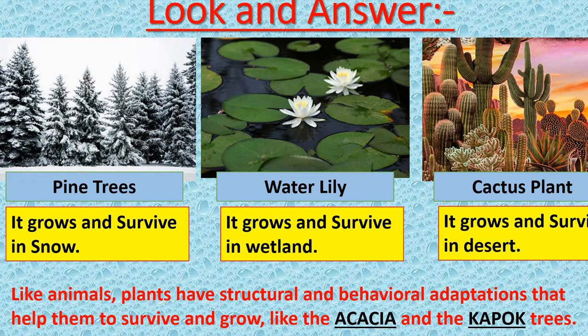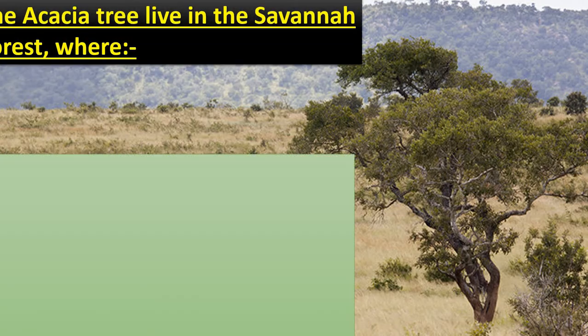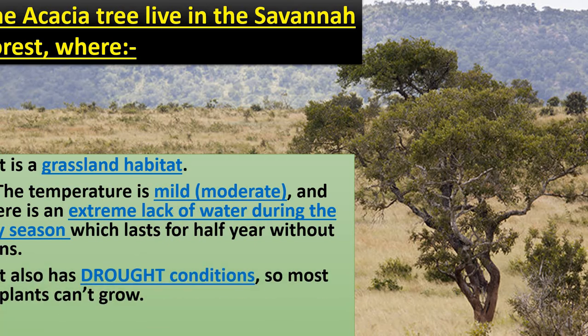Now we are going to talk about two kinds of trees. One of them is called acacia and the other kapok tree. Both of them have some different structural and behavioral adaptations that help them to survive in the environment. So the first one, we have the acacia tree.